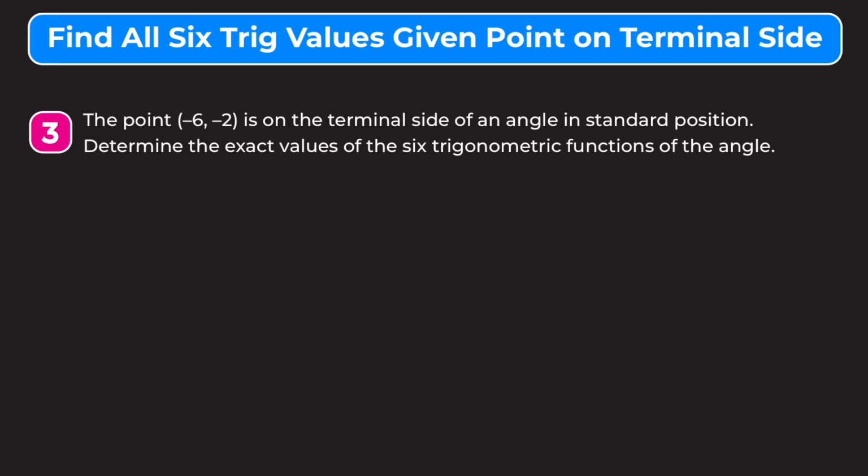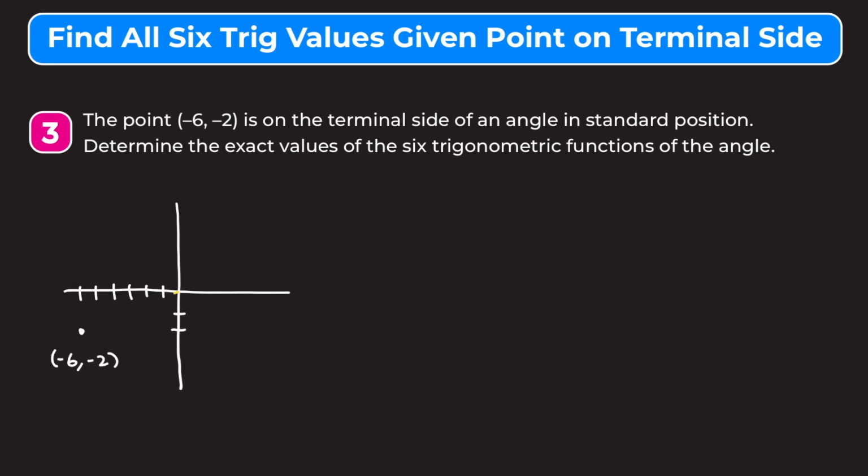So for this last example, I encourage you guys to pause the video and try it on your own, and then you can watch me work through it to make sure you've done it correctly. So we're going to start by plotting our point that they gave us, which this time is negative 6, comma negative 2. So 1, 2, 3, 4, 5, 6, 1, 2. So right here, let's mark this negative 6, negative 2.